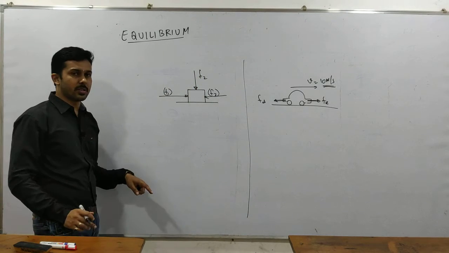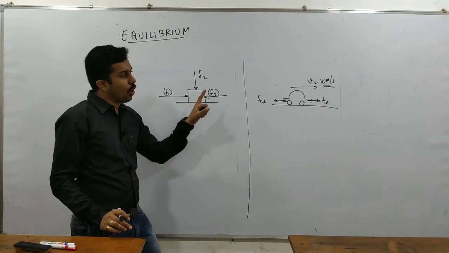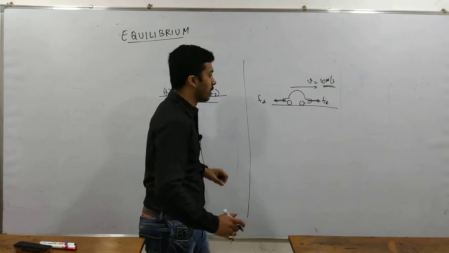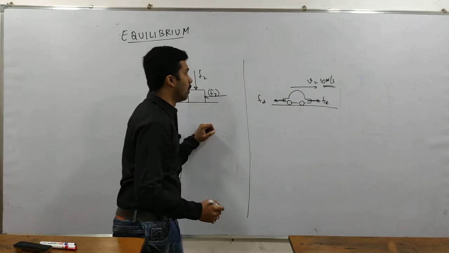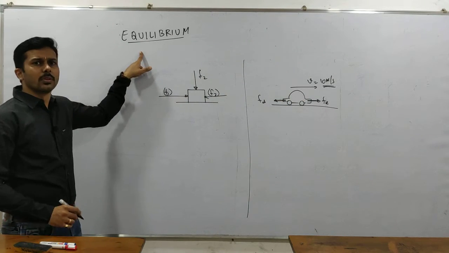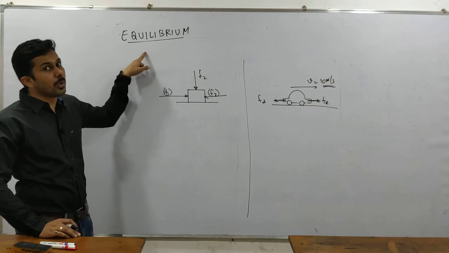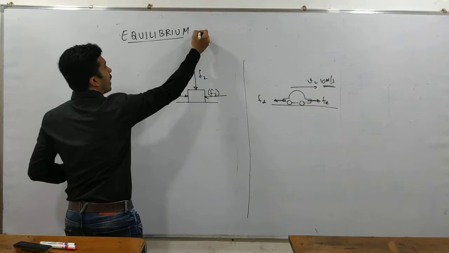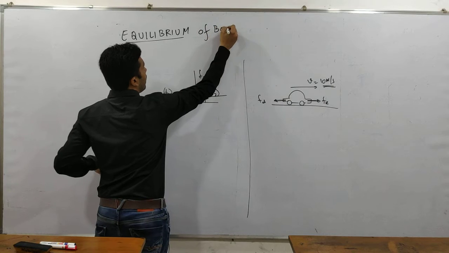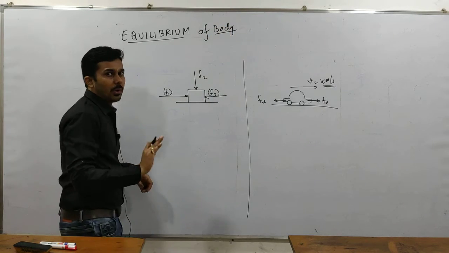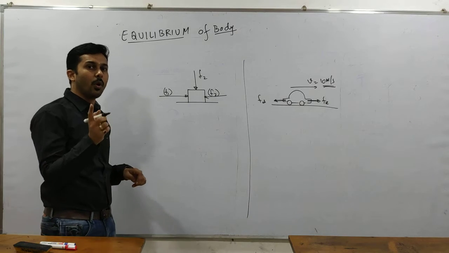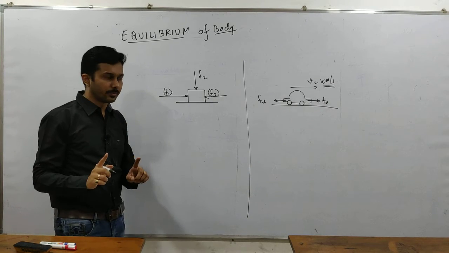In such situations, when either the body is at rest or the body is not changing its velocity of motion, such a situation is called equilibrium. So equilibrium, what are we talking about? We are talking about forces. We are not talking about the body at rest. Even if I am talking about equilibrium of a body, I do not talk about the body being at rest. I talk about the net forces on the body being zero.